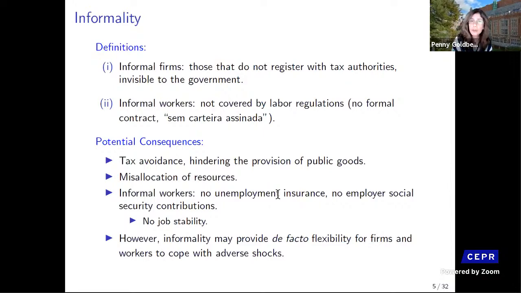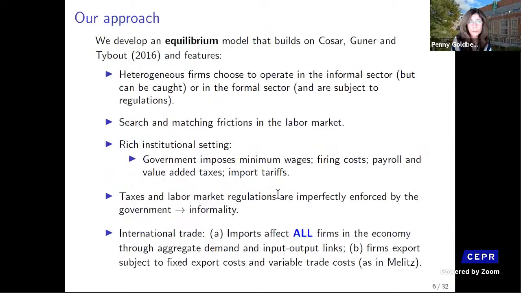So these are all reasons that policymakers have traditionally considered informality to be undesirable. They actually consider it to be anathema to development. However, informality may also provide de facto more flexibility to firms and to workers to cope with adverse shocks. This was the hypothesis in these papers by Di Carnero and Tulisea, namely that when a country is faced with a trade liberalization or with an adverse demand shock, informality may give firms some more flexibility to adjust. So there could potentially be a trade-off in welfare when we take these considerations into account.